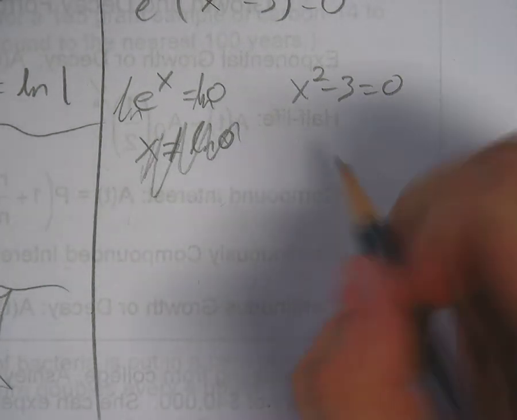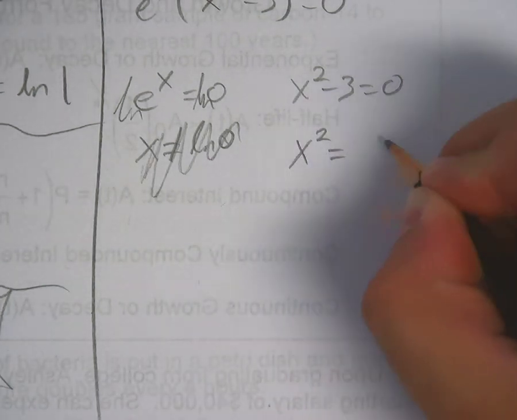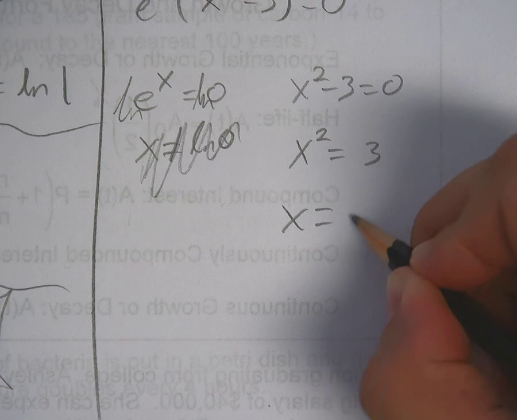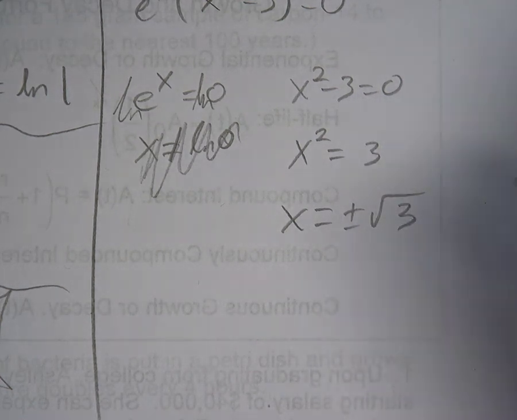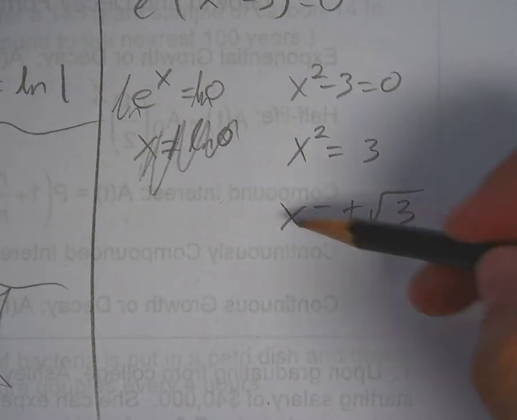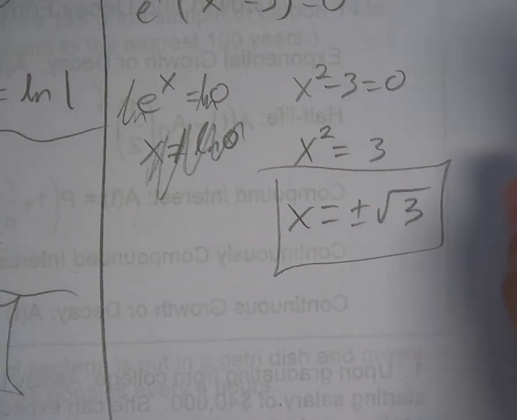This guy, on the other hand, x squared equals positive 3, so x is going to be plus or minus the square root of 3. So we still have two answers.